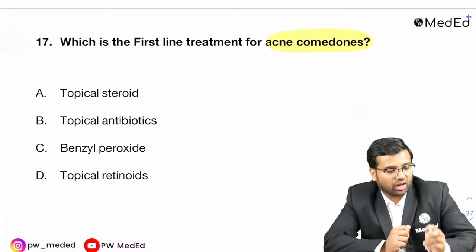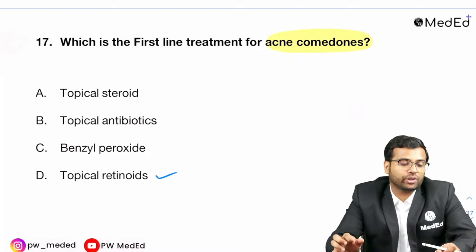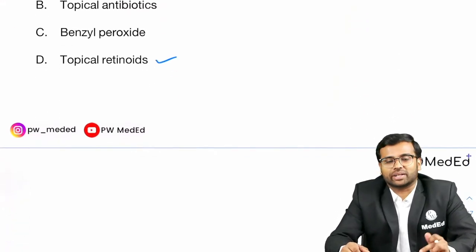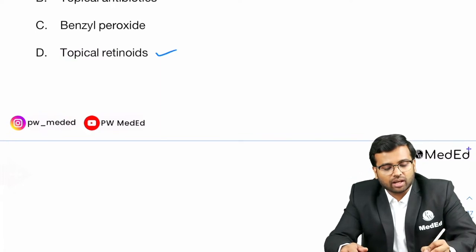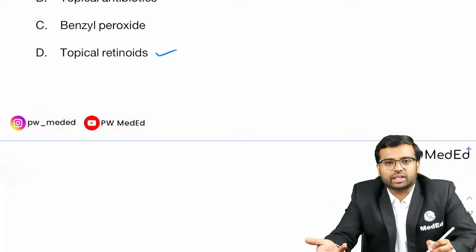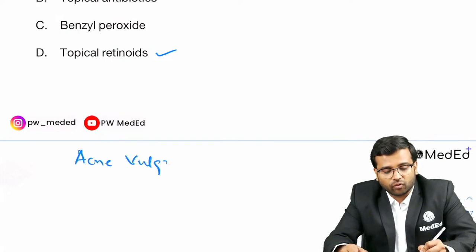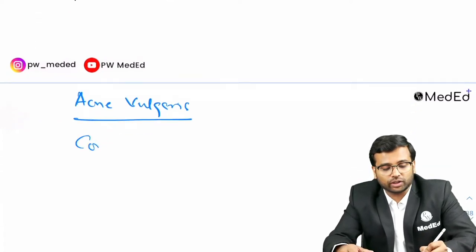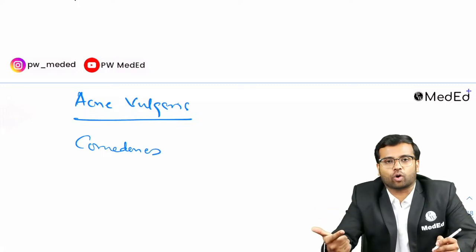So MedPsycho Rahil, all of you are saying it as topical retinoids, and that is the right answer. Monica is also answering. So it is topical retinoids. Now, why is it topical retinoids? When it comes to the treatment of acne vulgaris, always try to remember this: there are various types of lesions that you can see in acne vulgaris. For example, the patient can present to you with comedones. It can be either a closed comedone or an open comedone, isn't it?